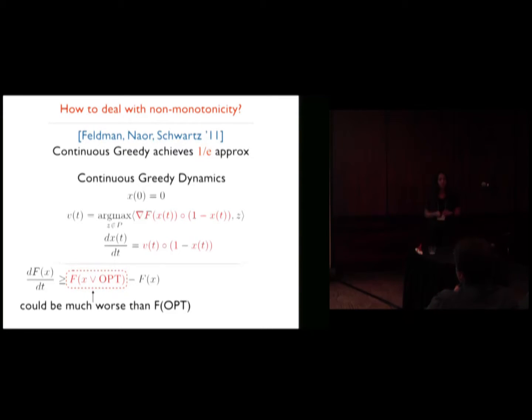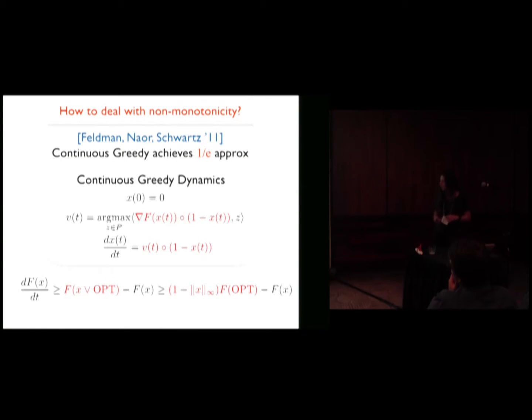So this could actually be much worse than f of opt. But something interesting happens, though. We can say something about how this quantity relates to f of opt by looking at the infinity norm of x, so the maximum coordinate. We can only say that this value is at least 1 minus the norm of x times f of opt. So in other words, if the coordinates of x are small, then we do get almost f of opt. Not quite, but almost f of opt.